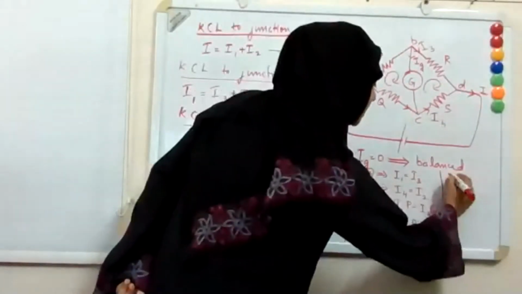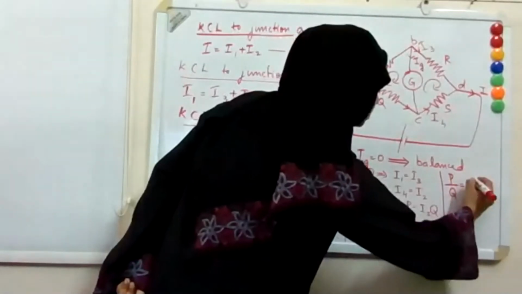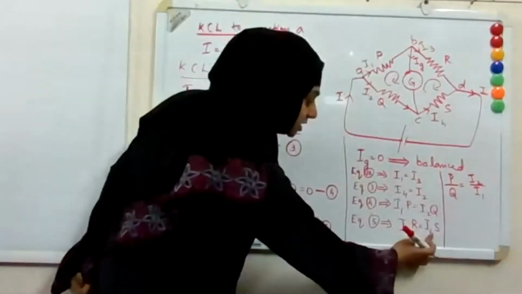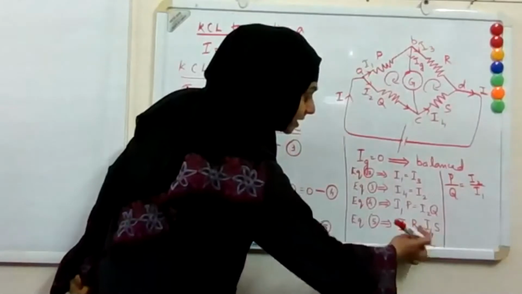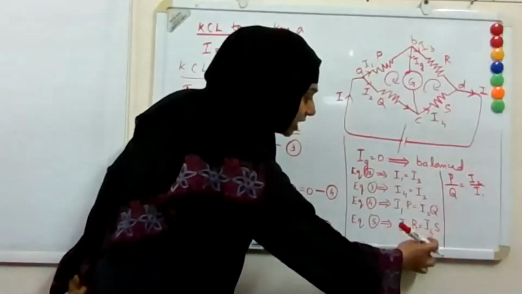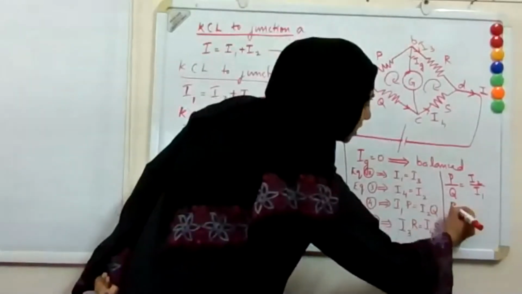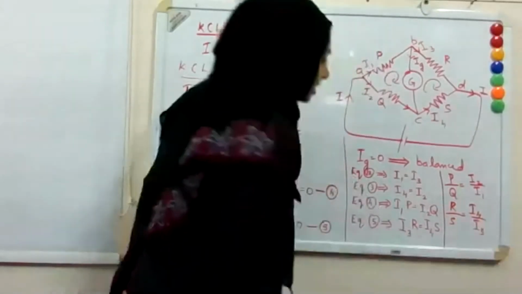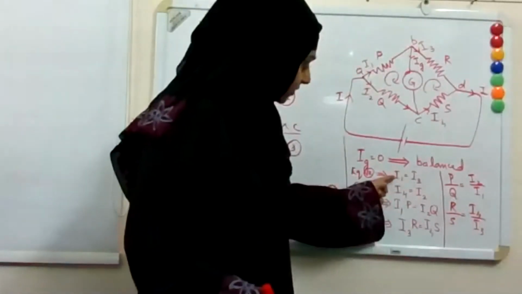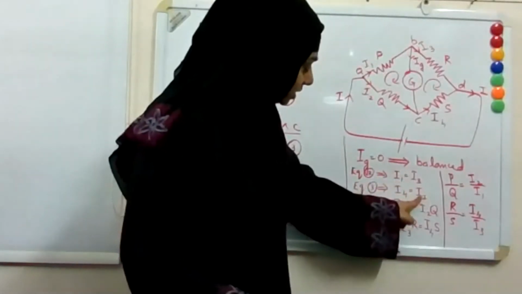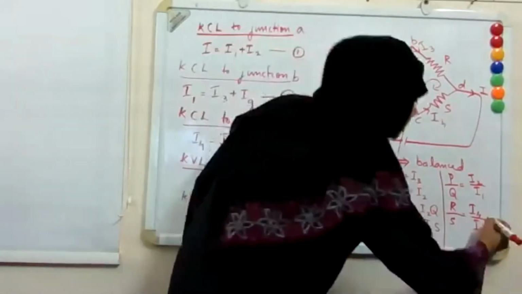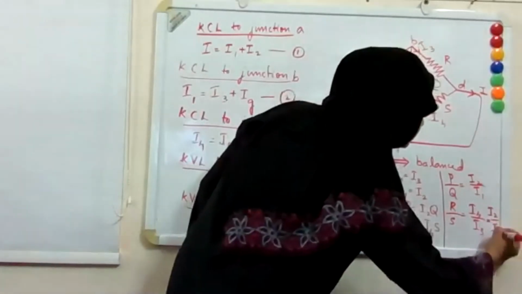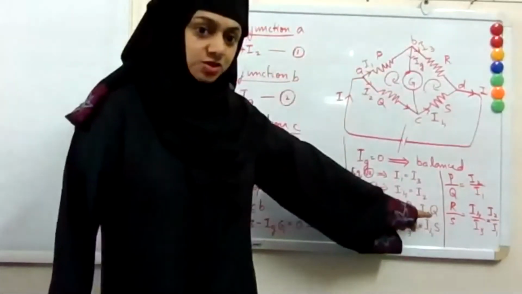So this will become P by Q is equal to I2 by I1. And this equation will become R by S is equal to I4 by I3. But you know that I1 is equal to I3, and I4 is equal to I2. So I2 by I1. Is this correct? Is this clear to you?